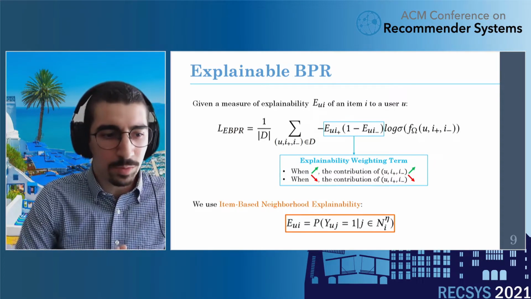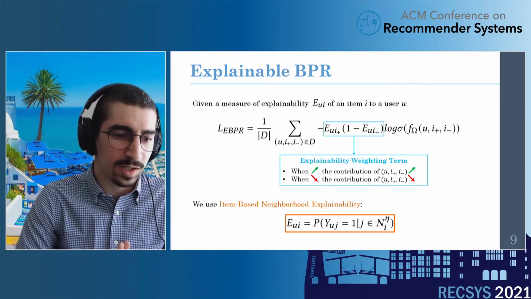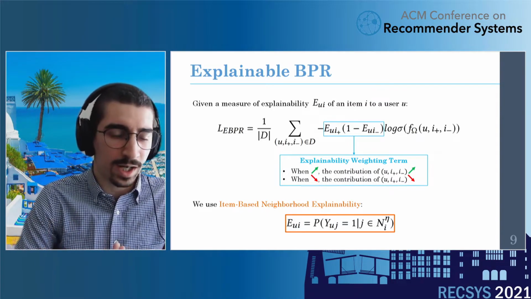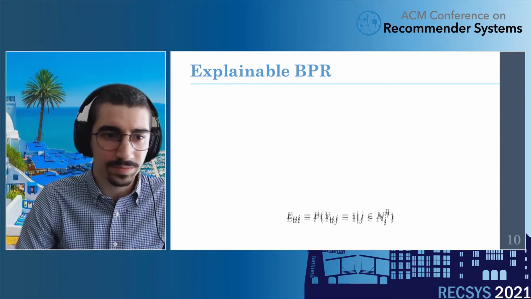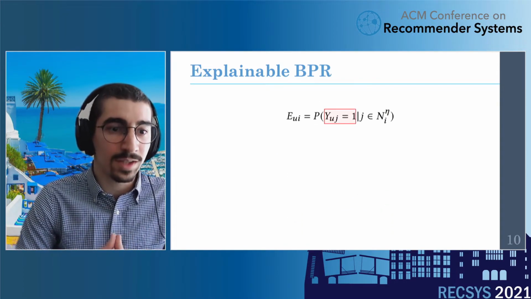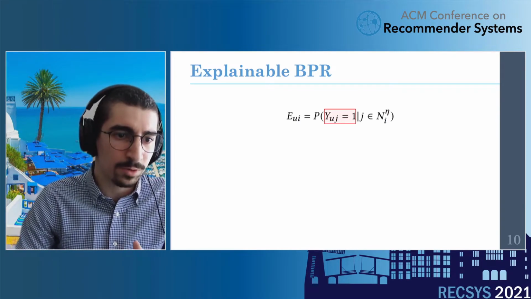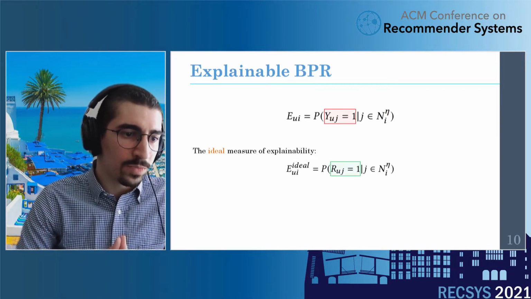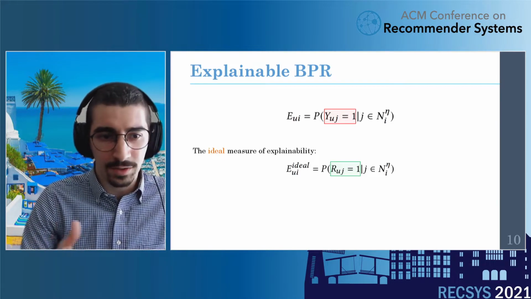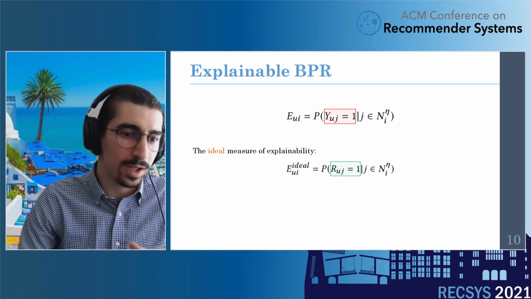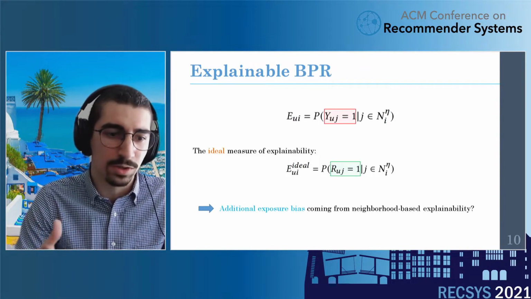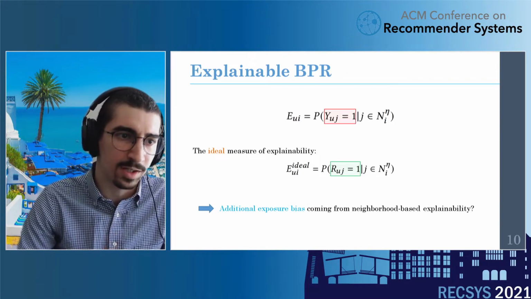In this paper, we propose to use item-based neighborhood explainability, where E_ui is equal to the probability of the user interacting with neighborhood items. However, this measure of explainability still relies on the interaction random variable. However, what we ideally wanted to rely on is the relevance. And again, there is discrepancy between interaction and relevance that would lead us to think that there could potentially be an additional exposure bias coming from the explainability.